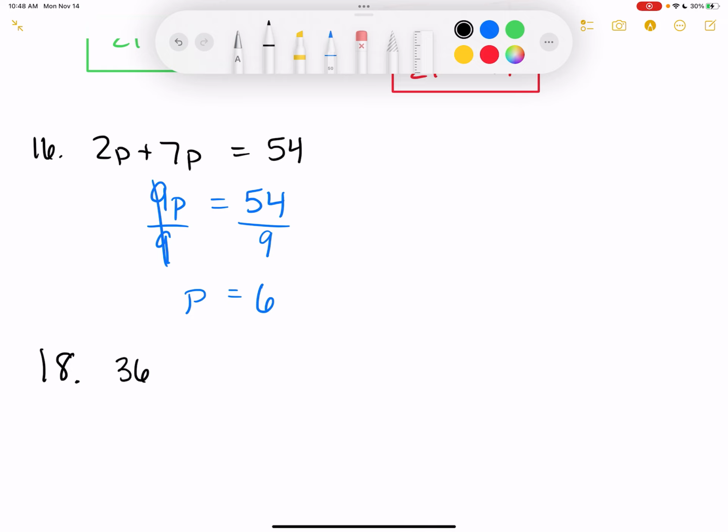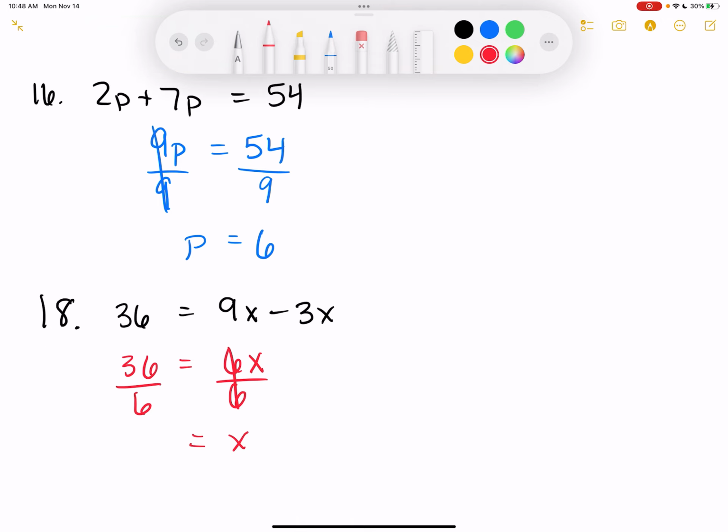All right, 18. 36 equals 9x minus 3x. Okay, so you're gonna do 9 times 3, 6x. Yep. And then divide by 6 on both sides. And then is it 6? Yep, 6. 6 times 6 is 36.